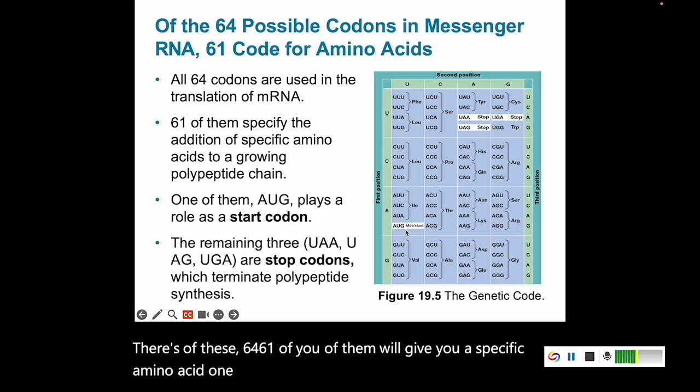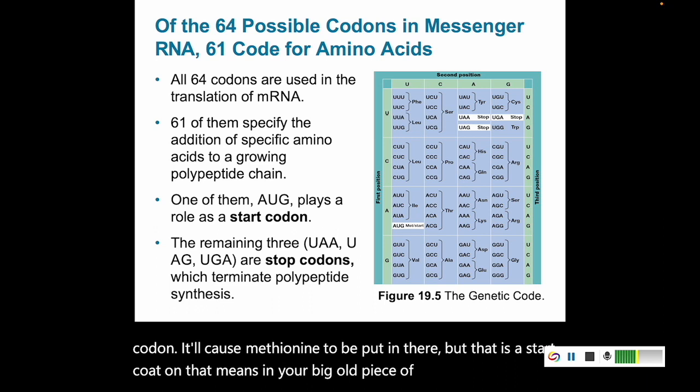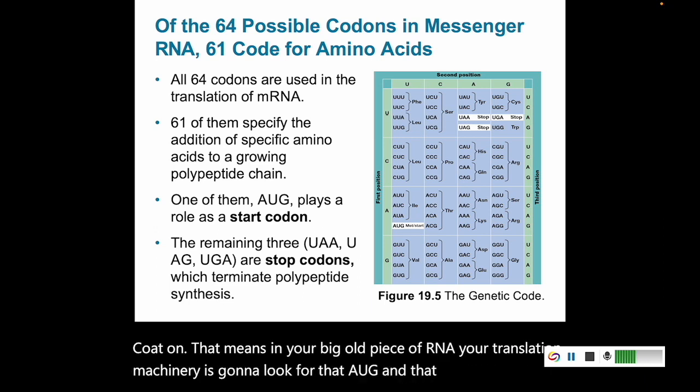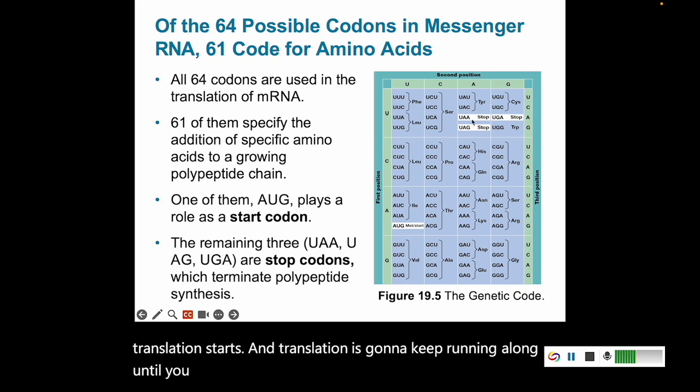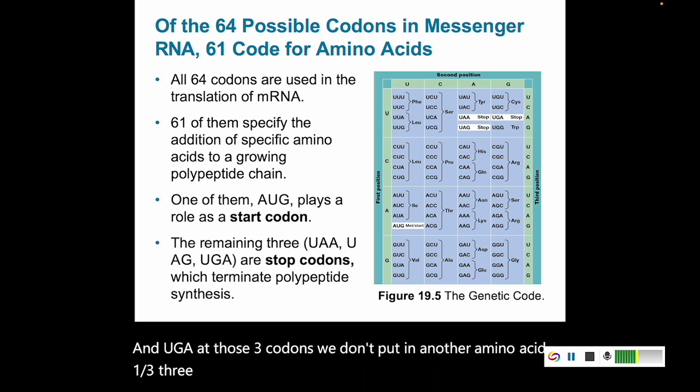One of them is really important, AUG, which is the start codon. It'll cause methionine to be put in there, but it is the start codon. That means in your big piece of RNA, your translation machinery is going to look for that AUG, and that is where translation starts. Translation keeps running along until you get to one of the stop codons, UAA, UAG, and UGA. At those 3 codons, we don't put in another amino acid. They trigger the entire translational machinery to fall apart. That is the end; it's stopping translation.